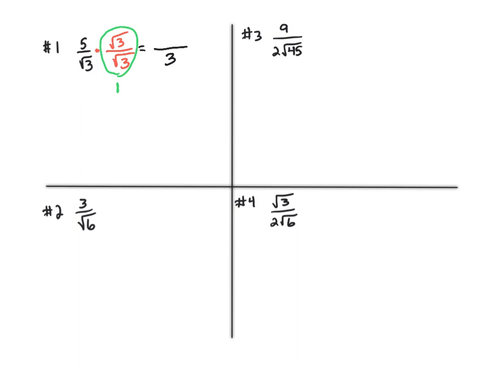So root 3 times root 3 is 3. 5 times root 3 is 5 square roots of 3. And if I could, I would reduce it from there, but 5 over 3 doesn't reduce. So the answer is 5 root 3 over 3.